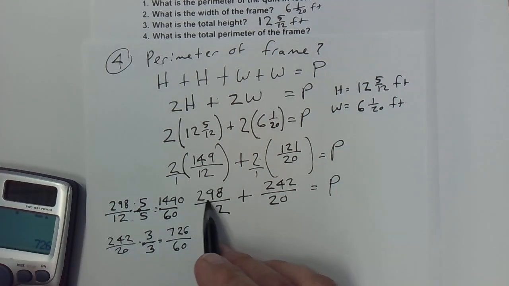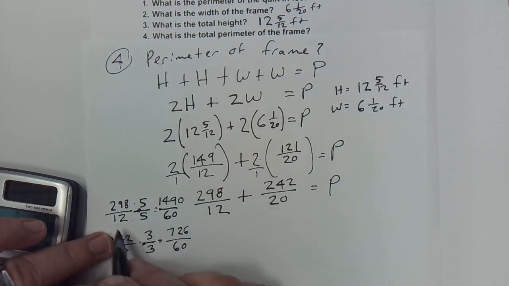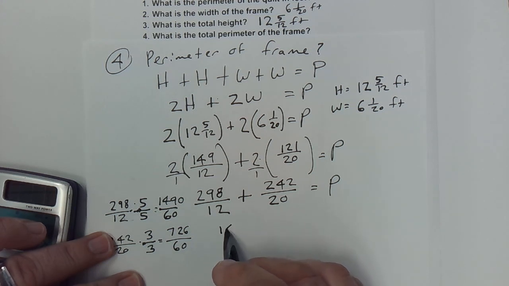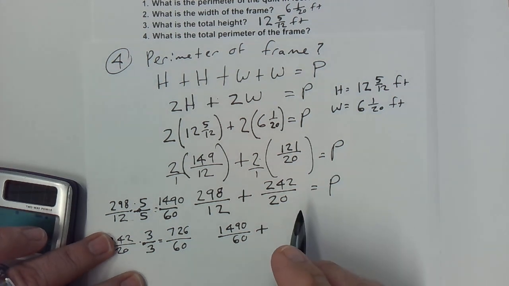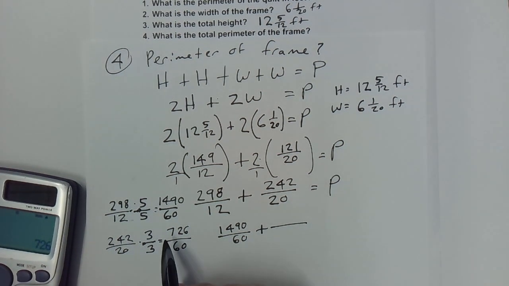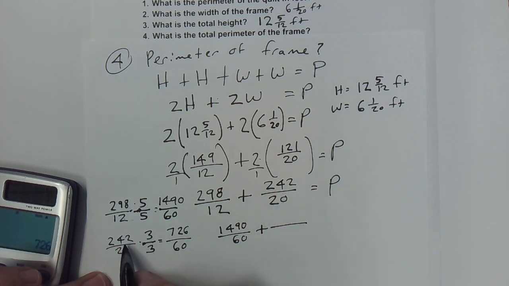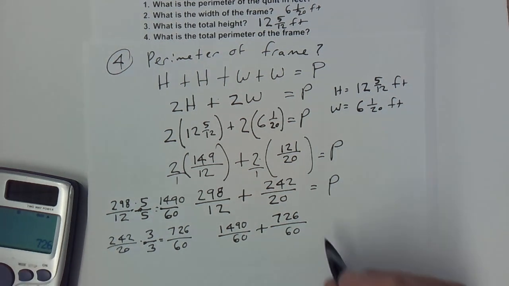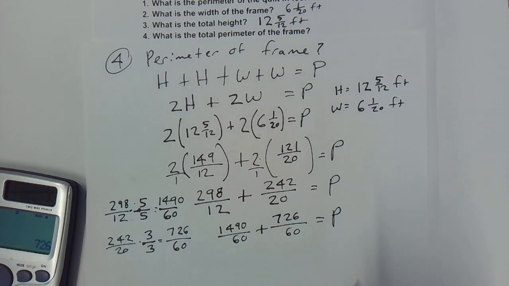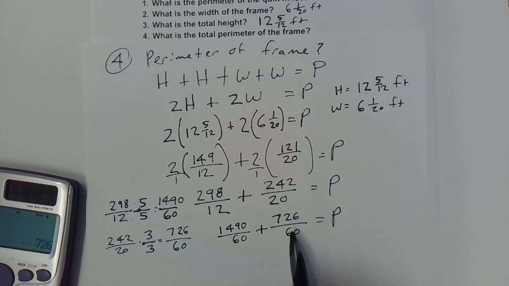So we're going to rewrite the 298 over 12, and that became 1,490 over 60. And don't be intimidated by these large numbers. They handle just the same as the smaller numbers. And the 242 over 20, we know became 726 over 60. All we've done is taken our pizza and we sliced it up into smaller pieces. It's the same size pizza. We just sliced it in smaller pieces. That's our perimeter. We do have a common denominator, so we can now add.